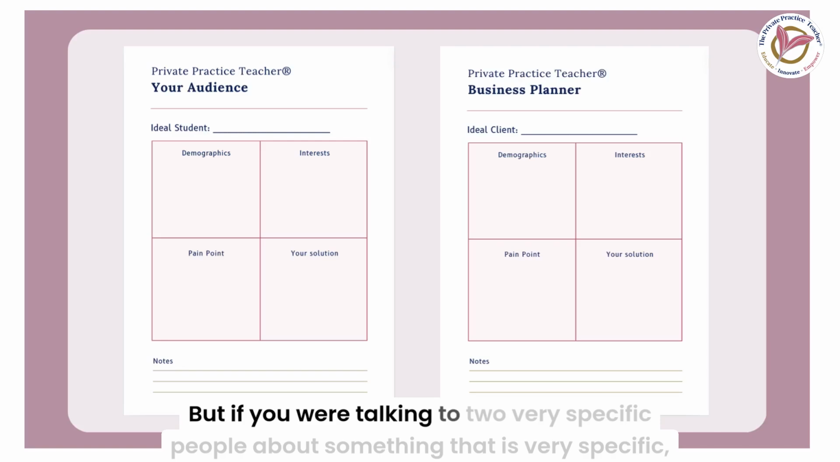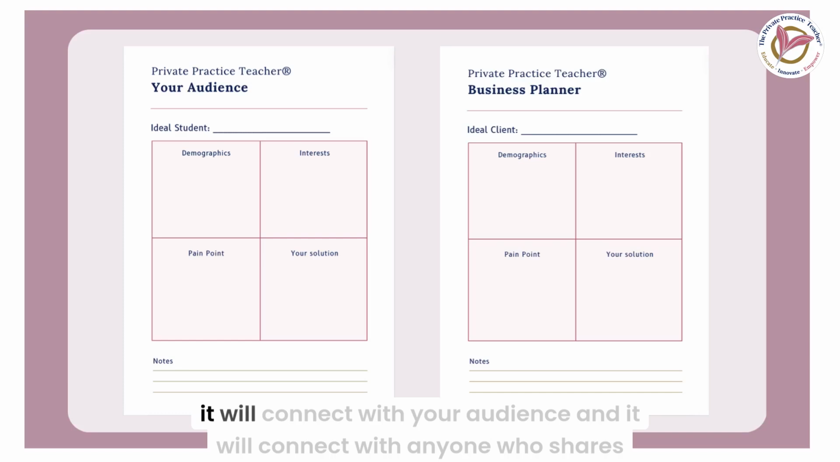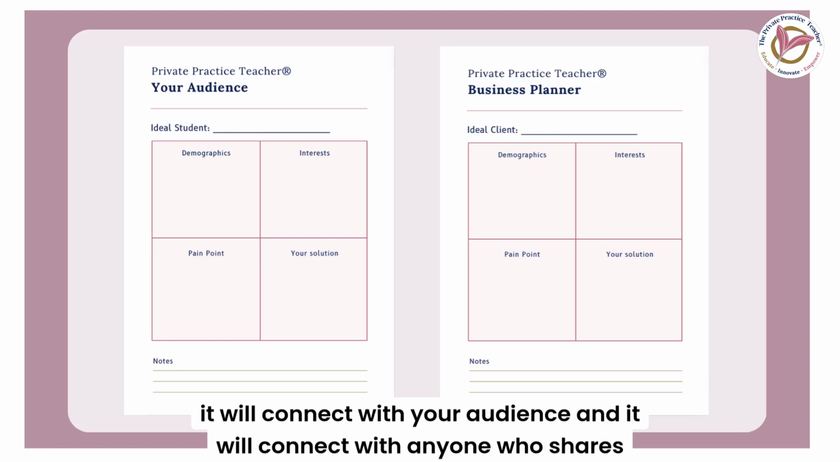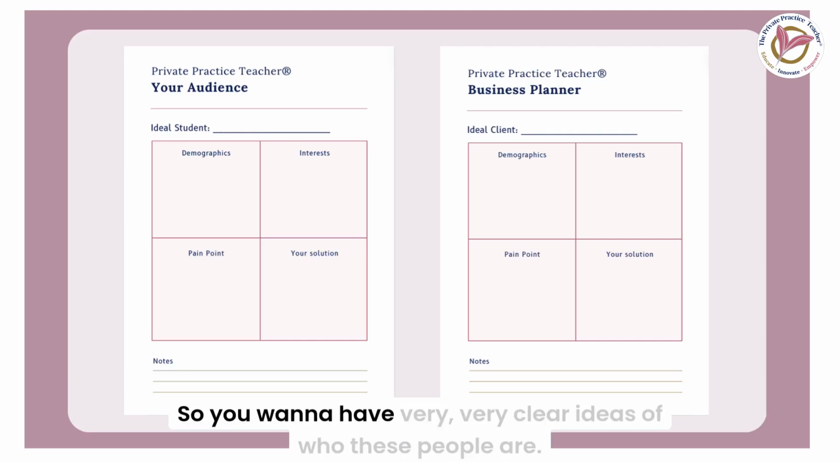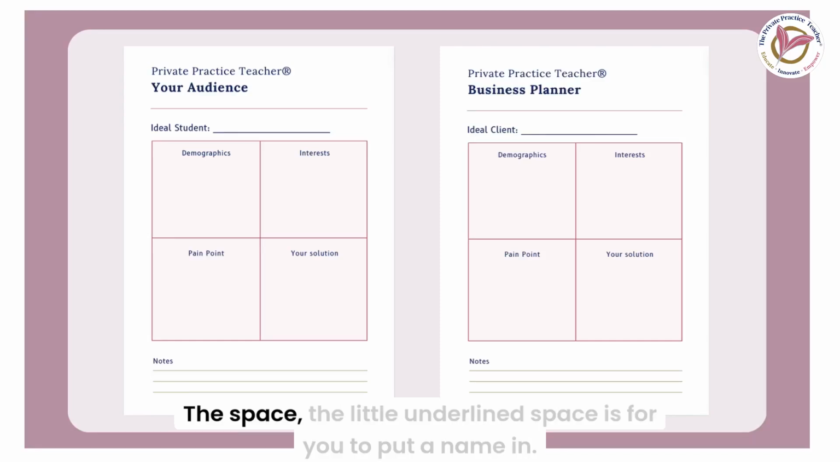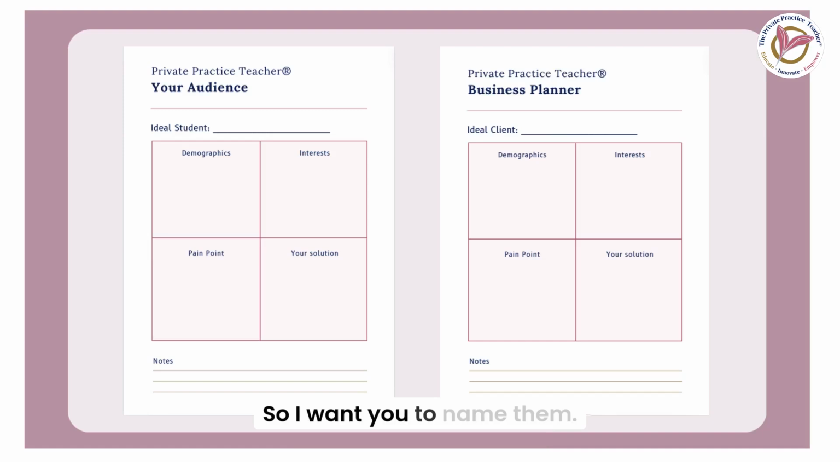But if you are talking to 2 very specific people about something that is very specific, it will connect with your audience and it will connect with anyone who shares characteristics with your audience. So you want to have very, very clear ideas of who these people are. The space, the little underlined space, is for you to put a name in. So I want you to name them.